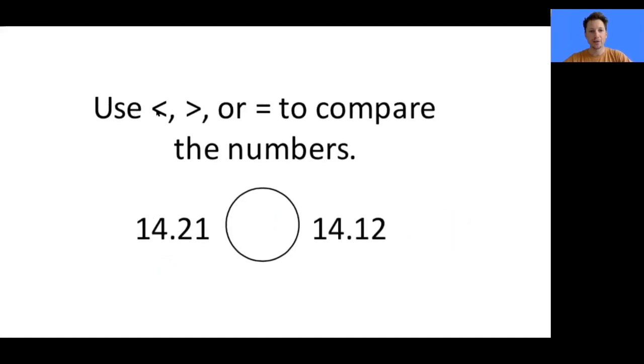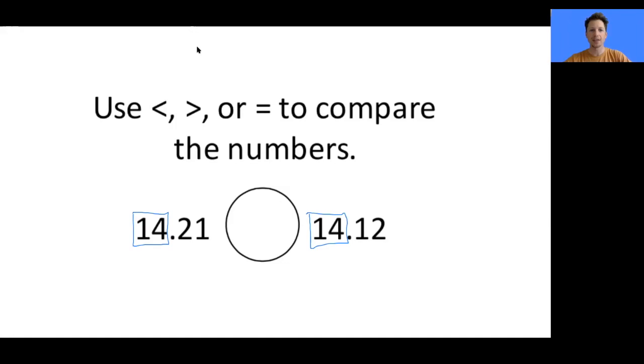Next, again, use greater than, less than, or equal to compare the two numbers. I'm gonna do something different in this case because this time I have two different decimals. So I'm gonna take my drawing tool, and what I like to look at first is what comes before the decimal, which is our whole number. And what I see, similarly, is they both have a whole number of 14.